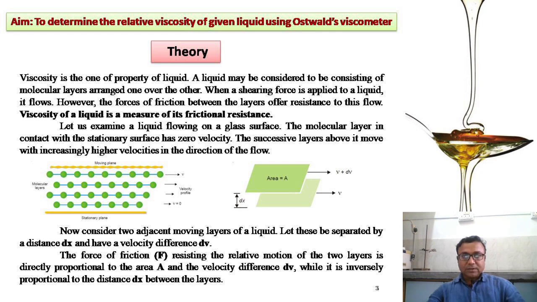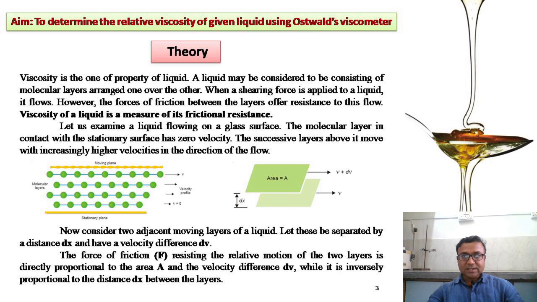Suppose this is the layer which is adjacent to this particular cylindrical pipe. Here the velocity is zero, but as the molecular layers move farther, the velocity of the liquid layers also increases, and at the center the liquid layer shows the highest velocity.